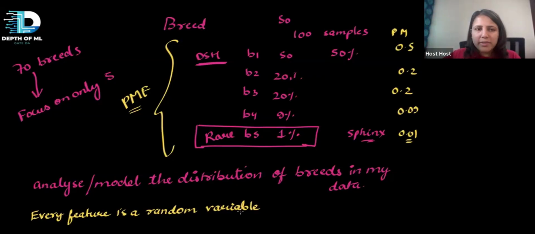I don't know if you guys were introduced to this term, realization and probability. So this is called realization of PMF. Support or realization of a PMF is that you have a probability mass function and you're just sampling data from it. So if I sample from this particular probability mass function, do you agree that I'm more likely to get samples which belong to this domestic short hair breed, B1 breed, because the probability mass is higher for this particular breed?